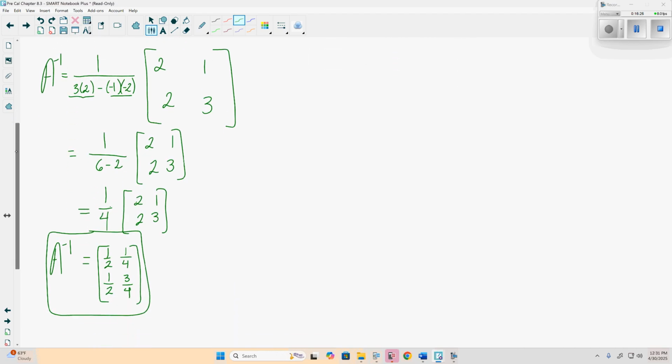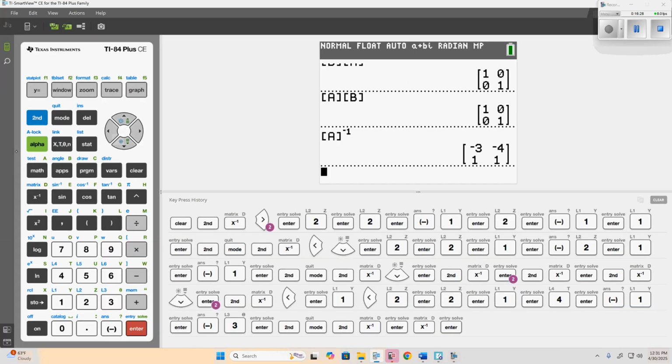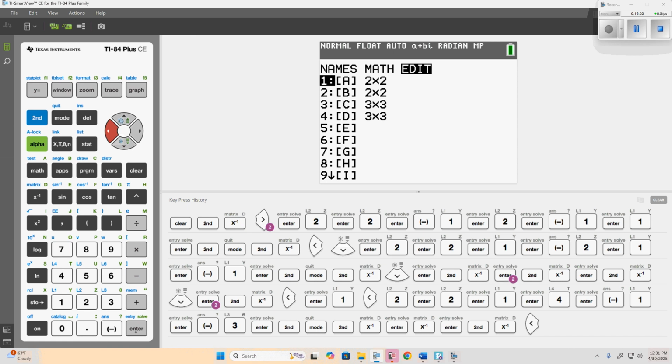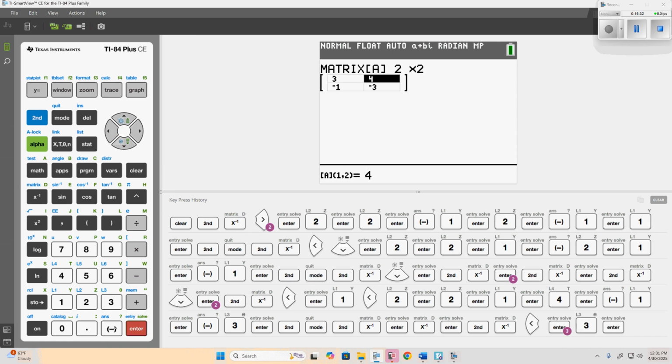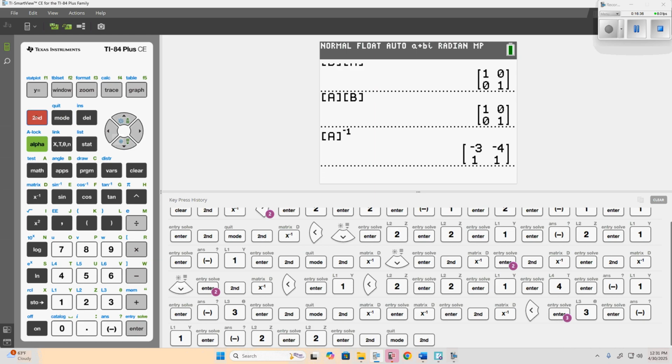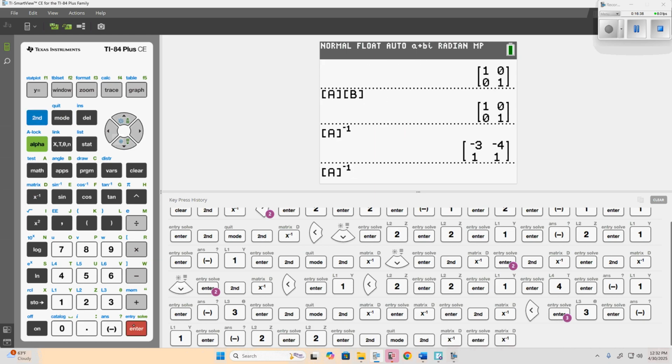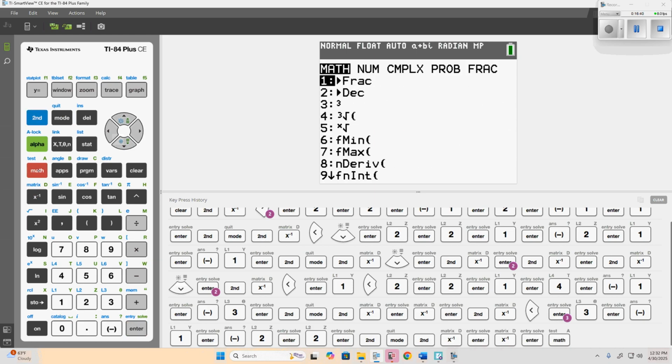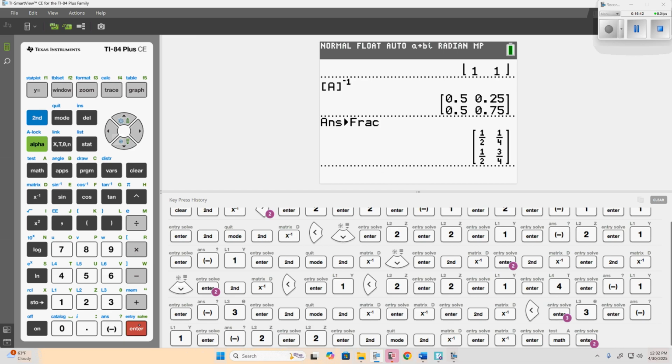On the calculator, we enter 3, -1, -2, 2. That's matrix. Math, enter. And we get 1/2, 1/4, 1/2, 3/4.